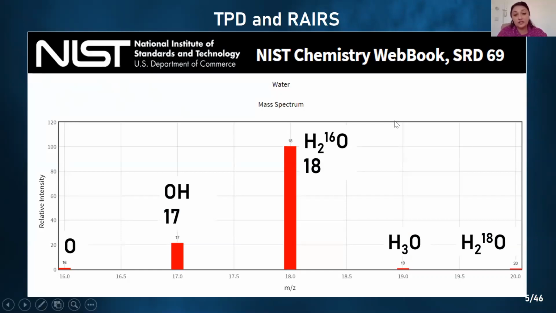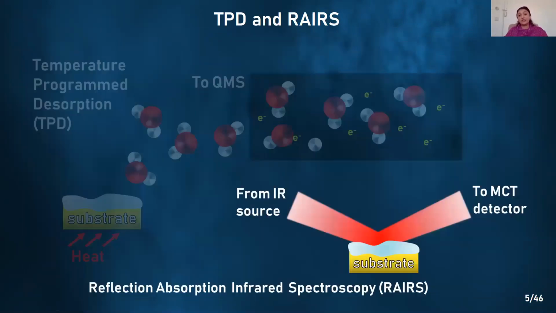You can see that the most abundant fragment of water is the mass to charge value of 18. After that is the OH ion, which has the mass to charge value of 17. And then you can see that there are also other minor fragments, all of which contribute to the fingerprint of water. With RAIRS, I'm able to get the vibrational signature of the species that I form in the ice. The vibrational spectrum can be recorded as a function of temperature, and then that can be linked to the TPD data.